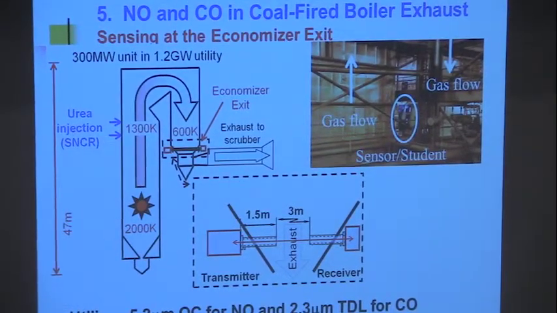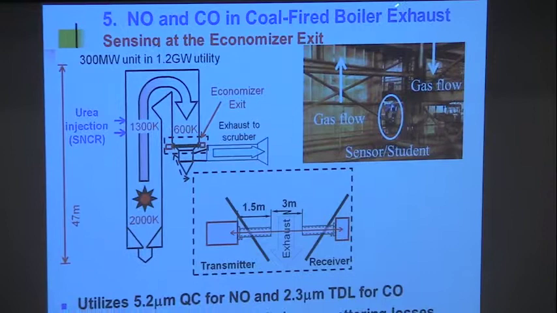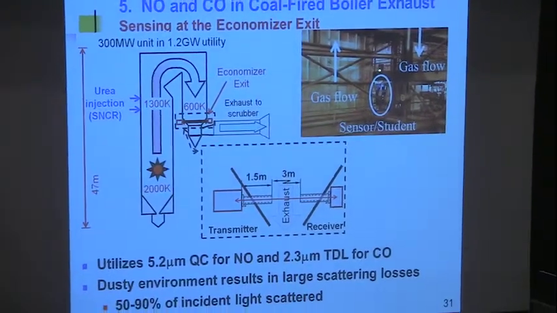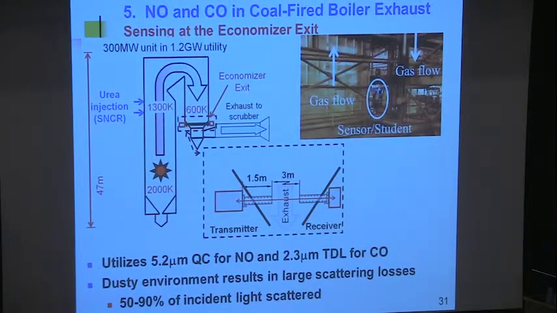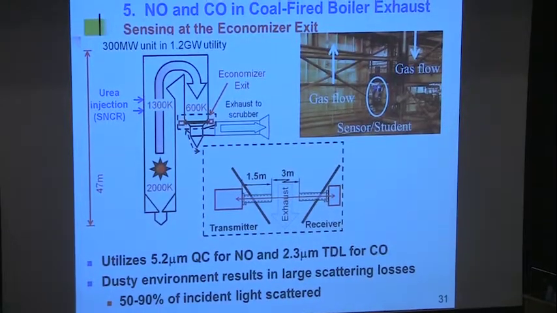So let's see if I can see this. The gas is going up here, it's coming back down. And here's where the student was residing. Really hot. She said that they were working on a metal grate, and that would get so hot that it would try to melt the bottom of your shoes.